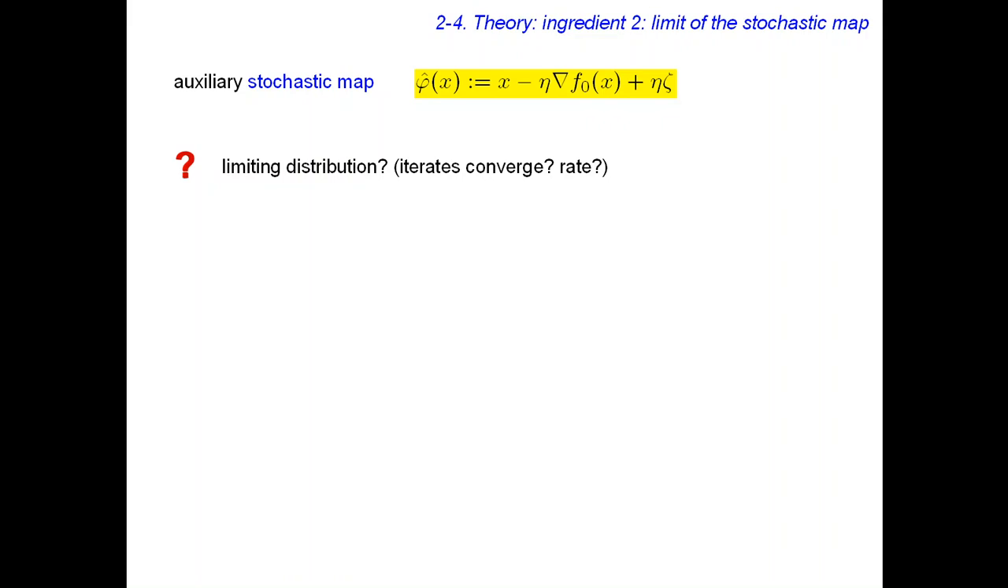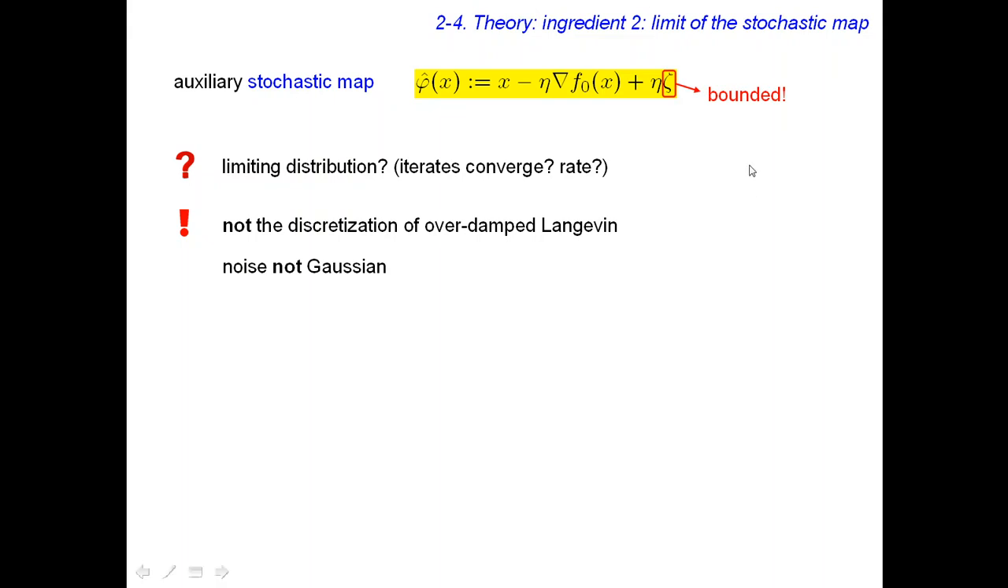limiting distribution. Of course, there are related questions such as whether the iterates actually converge, what is the rate of convergence, and all these can be done, although not in a trivial way, because it's important to notice that phi hat is not the discretization of overdamped Langevin. The key difference is that here the noise is actually not Gaussian. It's a bounded random variable. So the most standard way of analyzing the Fokker-Planck equation for convergence does not directly apply here.